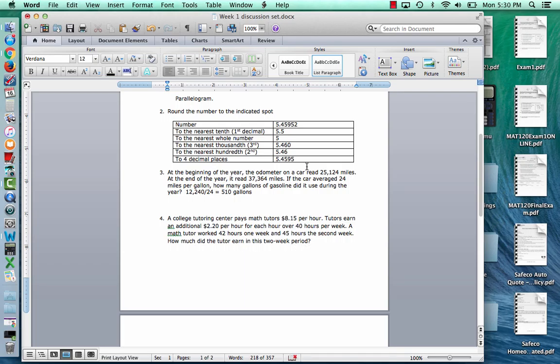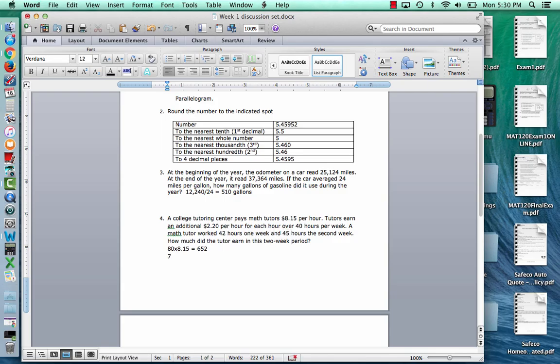So what I'm going to do is figure out the regular pay. Really, they did 80 hours of regular work, 2 weeks at 40 hours each, so 80 hours times the $8.15 per hour that the person makes. So 80 times $8.15 is $652.